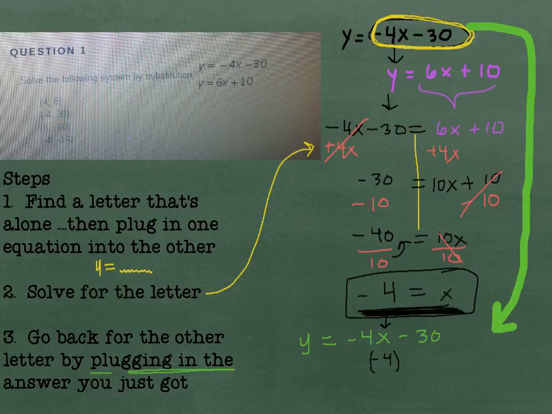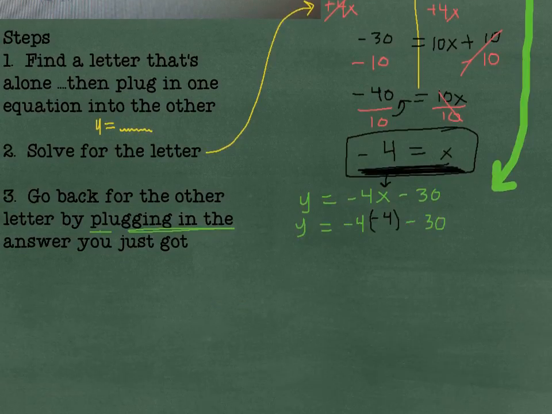Okay? Drop your junk. So y equals, there's a negative 4 in front. The x is negative 4, and then the minus 30. Okay. I'm going to put a line down the equal sign here. Negative 4 times negative 4 is a positive 16. Drop your junk.